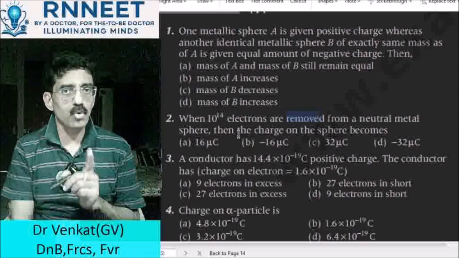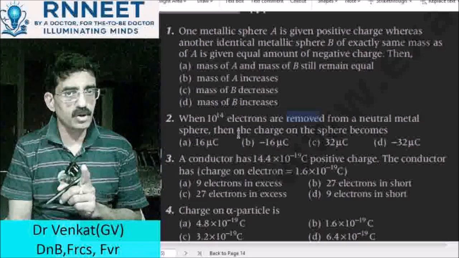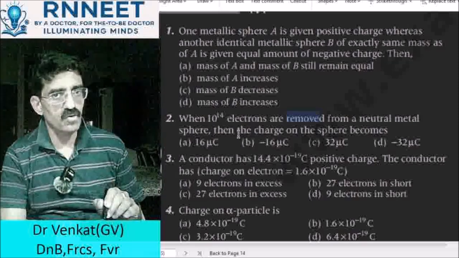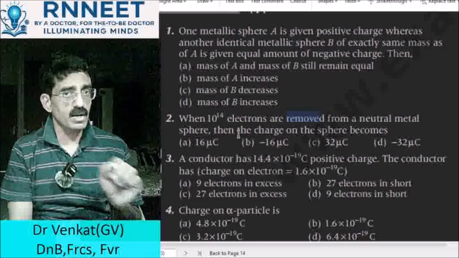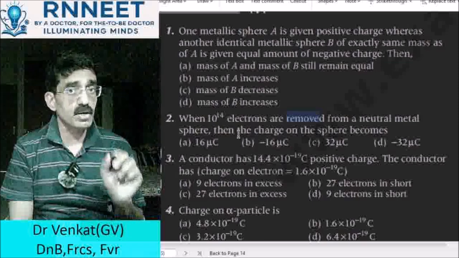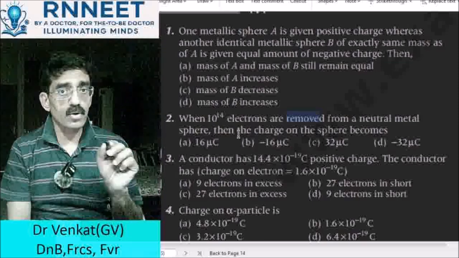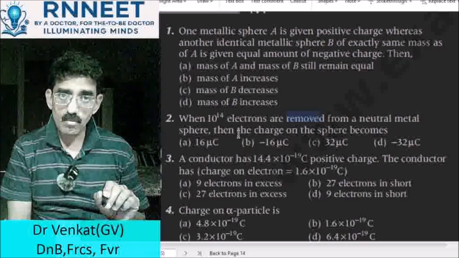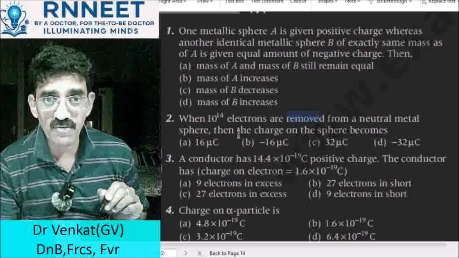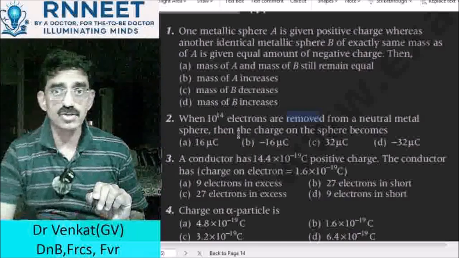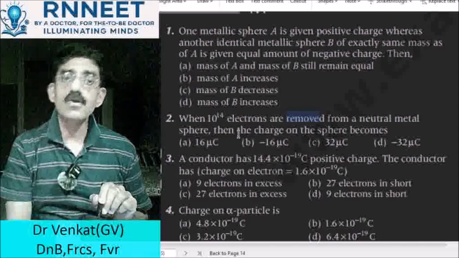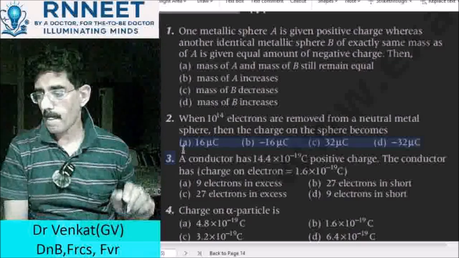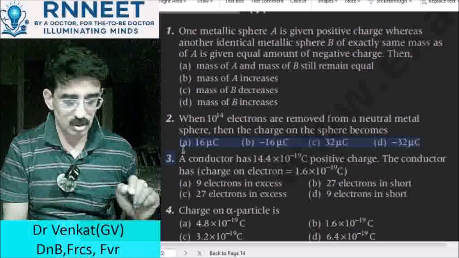So the charge that is going to be left is 10 to the power 14 divided by 6.25 into 10 to the power 18. So that is how much? 1.6 into 10 to the power minus 5, or you can basically write that as 16 into 10 to the power minus 6. If I were to write it out, it will be roughly 16 microcoulomb. So the answer will become 16 microcoulomb. Good.